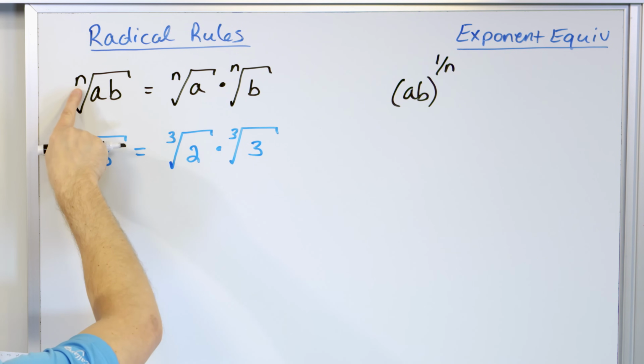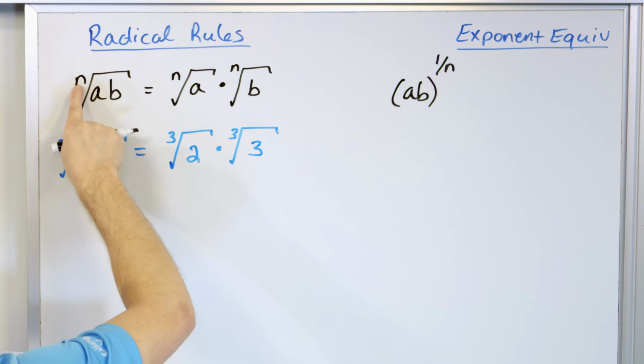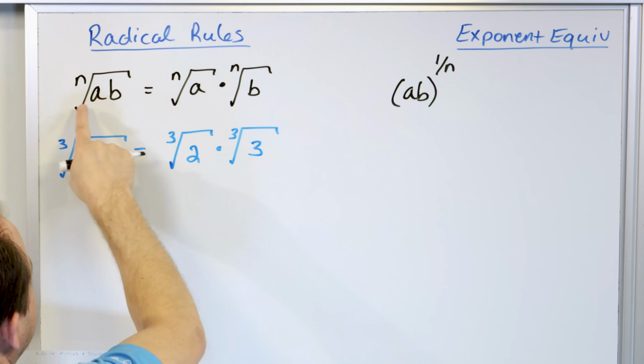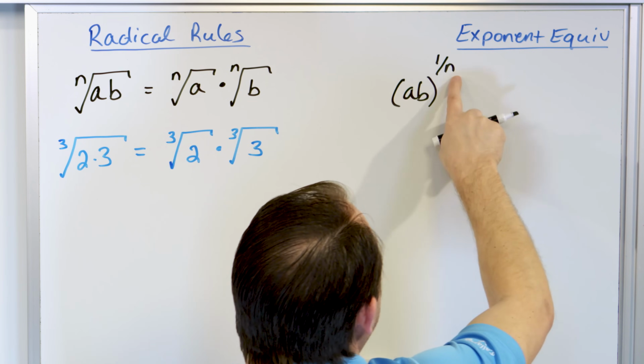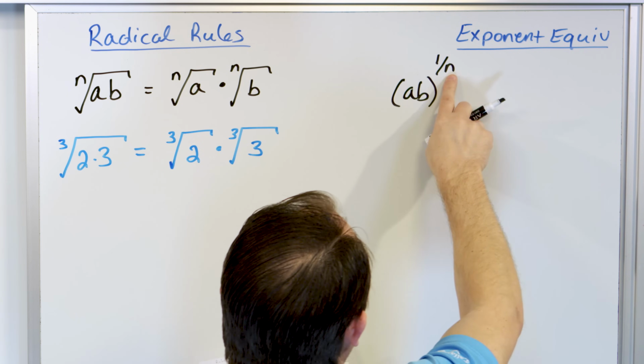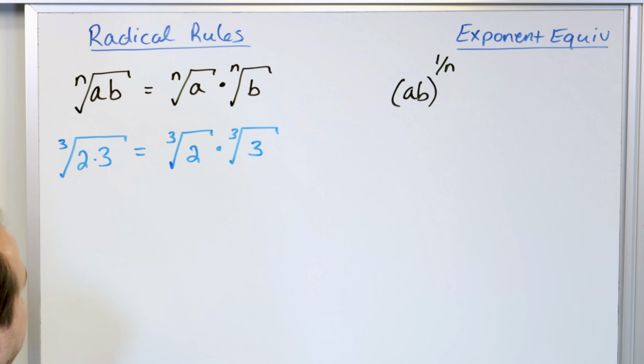Because if it's a square root, it will be 1 over 2. If it's a cube root, it will be 1 over 3. So in this case, it's general, it's the nth root, which means I'm taking it to the 1 over n power, whatever root it happens to be, I'll just plug it in there, but it's operating on the product A, B.